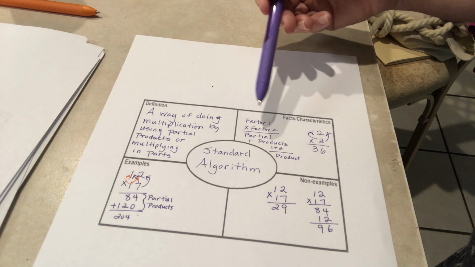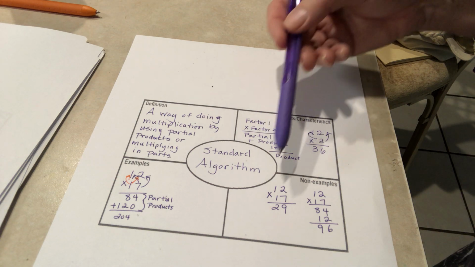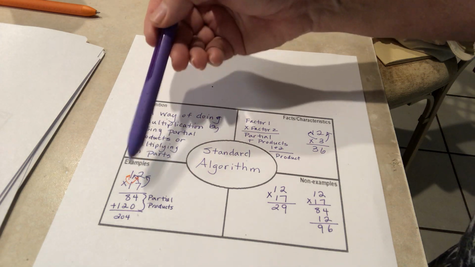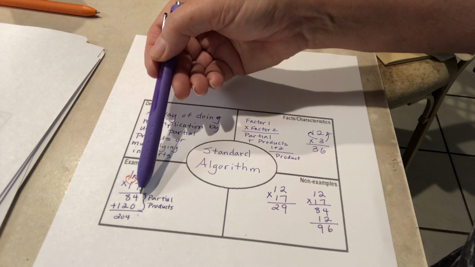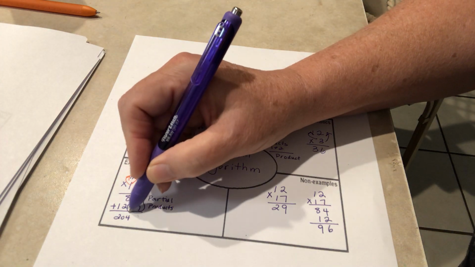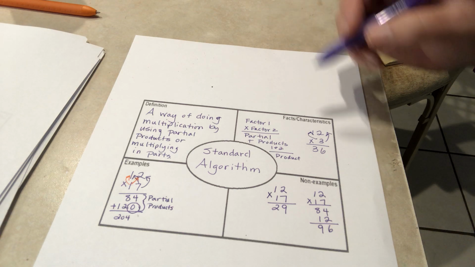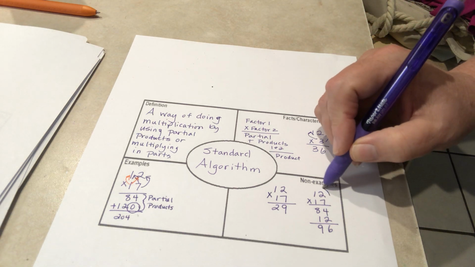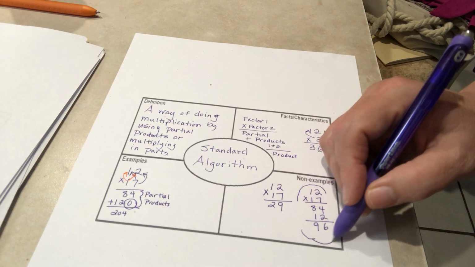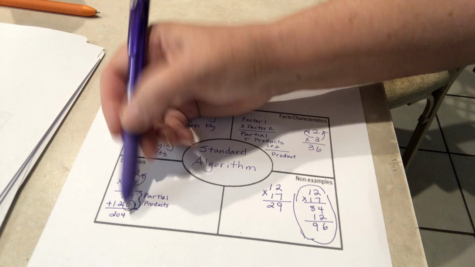So I wrote factor 1 multiplied by factor 2 gets us partial products that we add together. Showed them here. And I showed them 12 multiplied by 17, 84, and 120. This is where they have a problem, right here. They forget that one's place. And they don't get the correct answer because they do this over here. Oop, but it probably went out of camera range. And so they get 96 instead of 204.